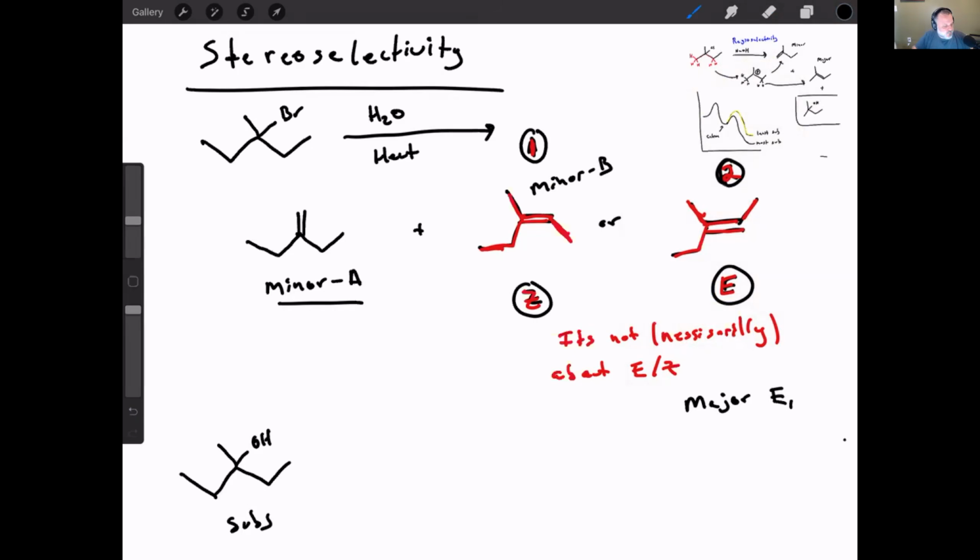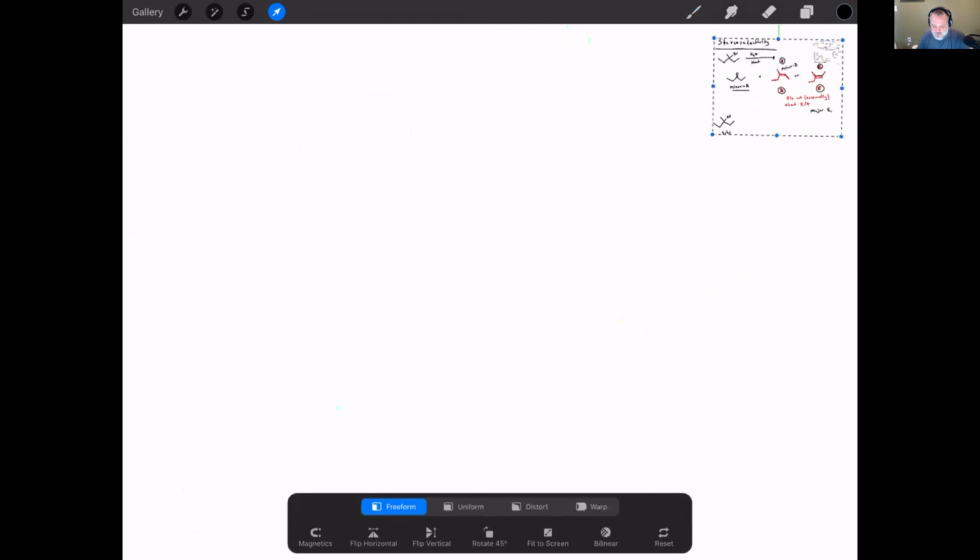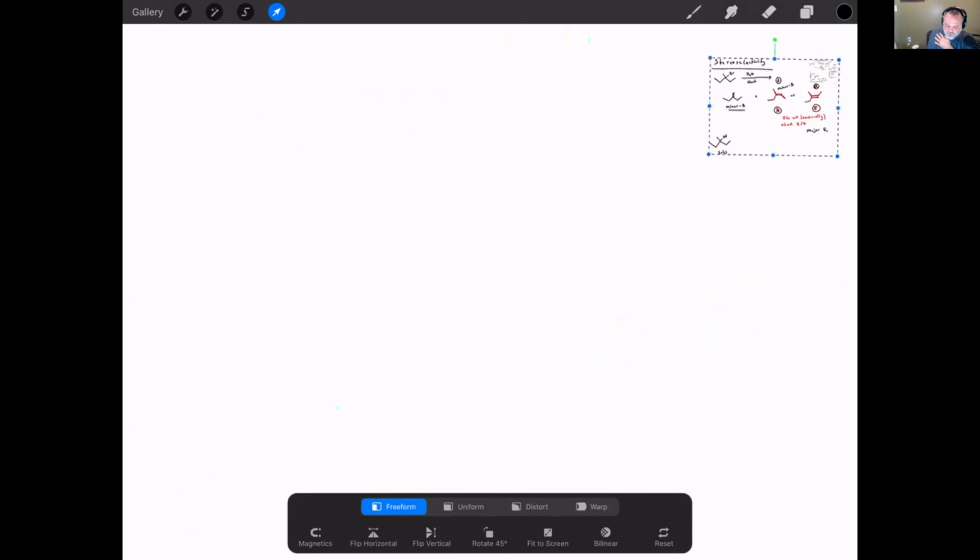Okay, any questions about that? All right, so moving right along. Now I want to talk about stereoselectivity when it comes to substitution.